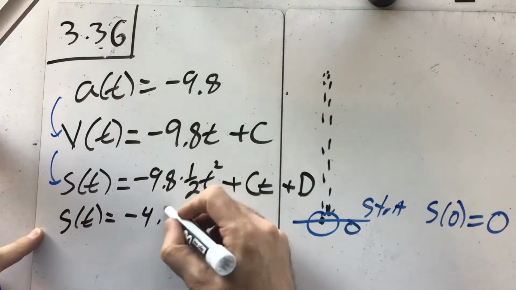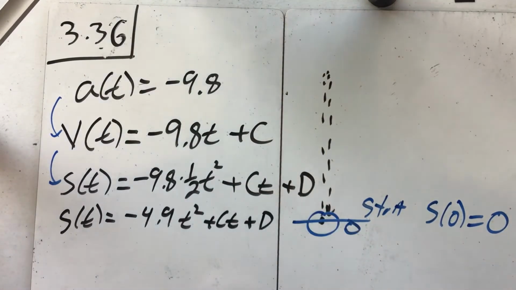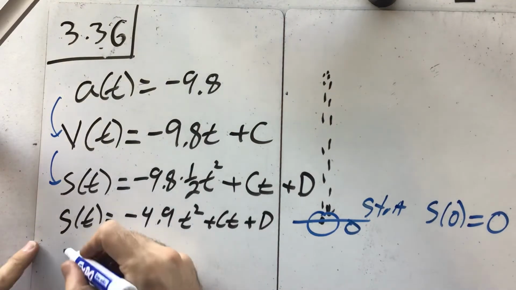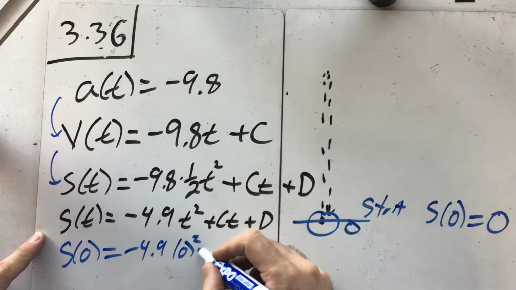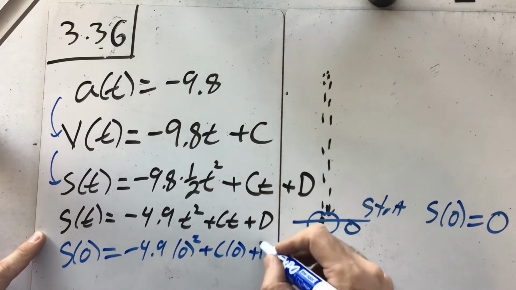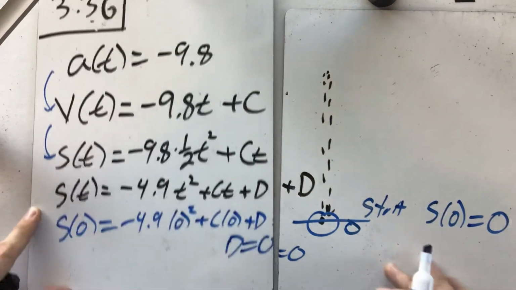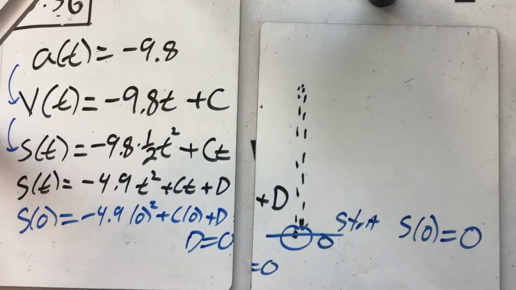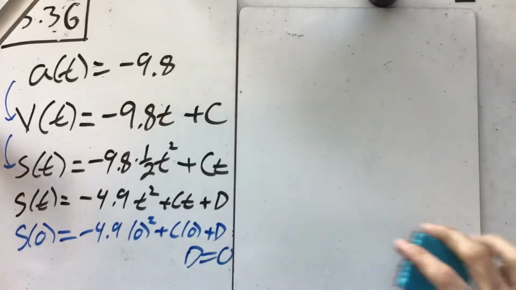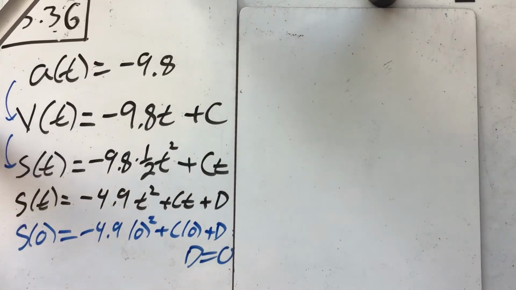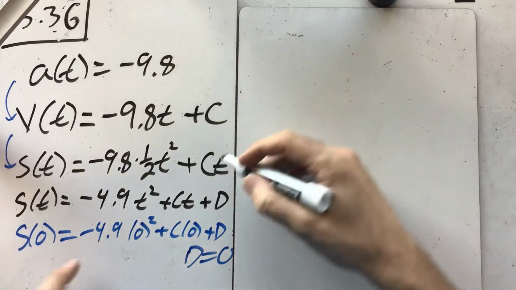This is negative 4.9 t squared plus c t plus d. And then if I put 0 in that equation, I get negative 4.9 times 0 squared plus c times 0 plus d equals 0. And this is 0 plus 0, so d equals 0 is what we get right there. Okay, so that gives me my position equation, which is pretty nice. So my position equation is, oh, it's right here.